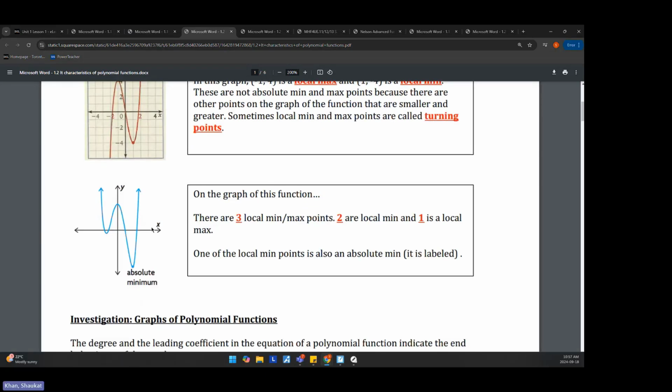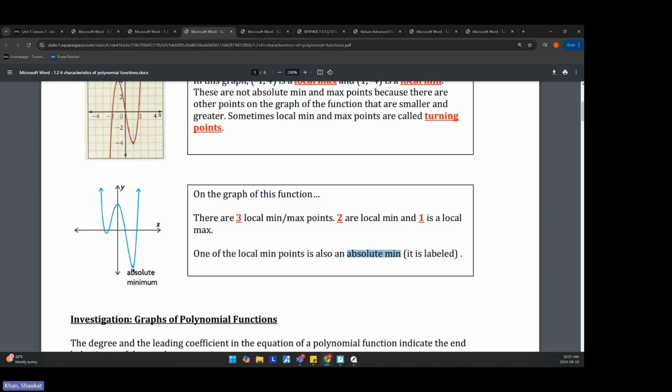In this graph here, in this example, what's happening? We have 2 local minimums and 1 local maximum. So there are 3 local minimum/maximum points, 3 in total, including all maximums and minimums. And 2 of them are local minimums, and 1 is a local maximum. And one of the local minimums is an absolute minimum, and it is labeled.